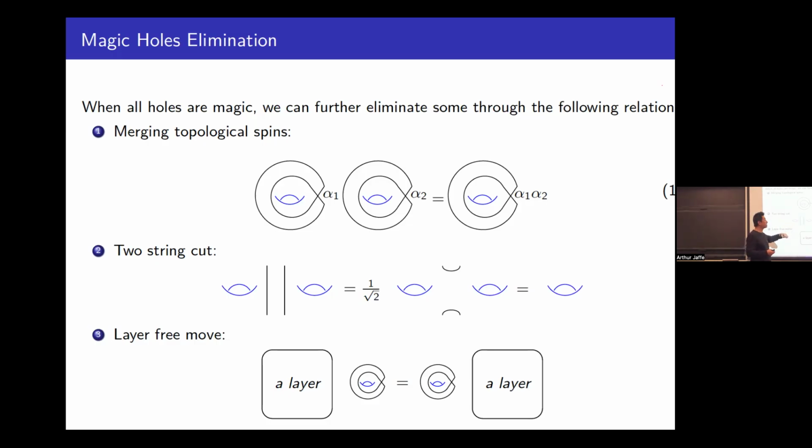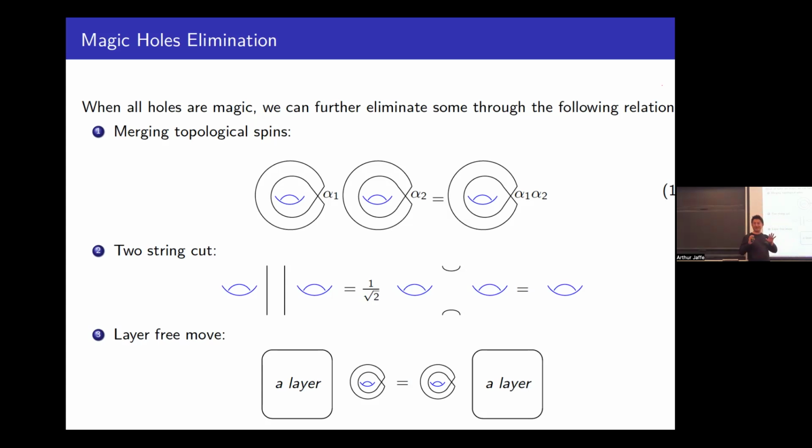Once we have this elimination, then essentially we are having an exponential speedup for this classical simulation. And this is another relation: if two holes only have two lines in the middle, then we can cut them and eliminate the one hole. And the very powerful one is this. If you have a hole, like a magic hole or topological spin, and it's not surrounded by a layer, then you can move that.